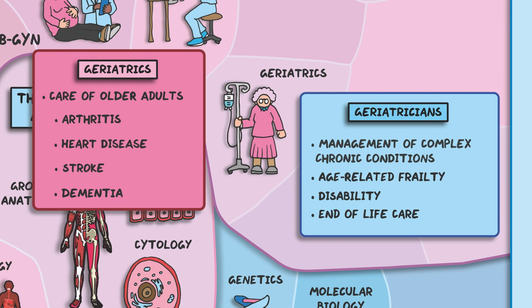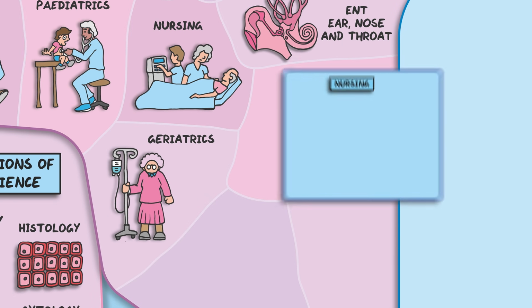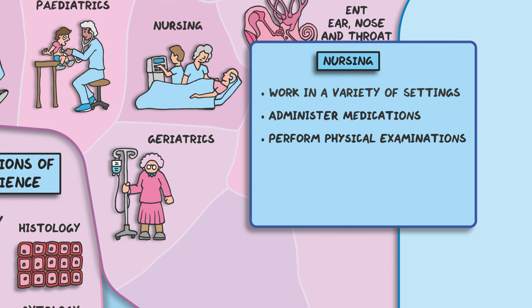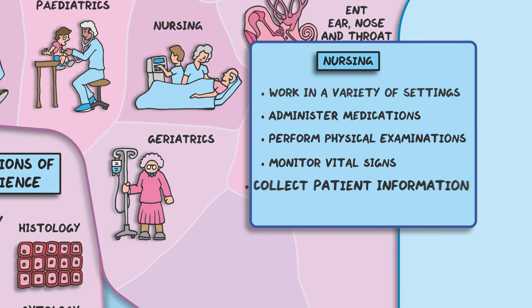But regardless of your age, if you have a medical condition, you'll receive treatment from nurses who work in a variety of settings such as hospitals, clinics, long-term care facilities, and patients' homes. They have a wide range of responsibilities to help people maintain optimal health or recover quality of life. These include administering medications, performing physical exams, monitoring vital signs, and collecting patient information.